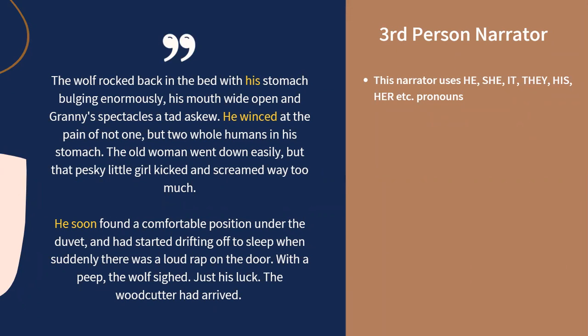So, like what we did with the first excerpt, I want you to, well, I already changed the slide, but as you can see, the pronouns used in the third person narrator are he, she, it, they, his, and her, along with others that are perhaps not present in this excerpt. So this is how we can readily identify whether or not the narrator is coming to us from a third person point of view.